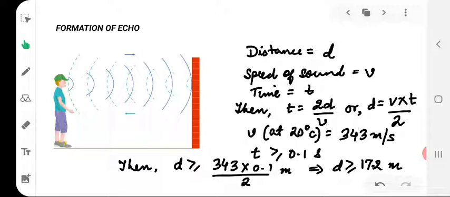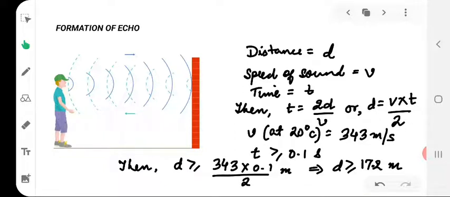Now as you can see right now in the picture, we have shown formation of echo, and let us try to find out the distance between the source and the obstacle in order to listen to a clear and distinct echo. So if we assume that the distance between the observer and the obstacle is d, and the speed of sound in this medium is given by V. Time after which echo is heard is T. Then time is given by twice of distance divided by V, or using this formula we get distance to be equal to V into T by 2.